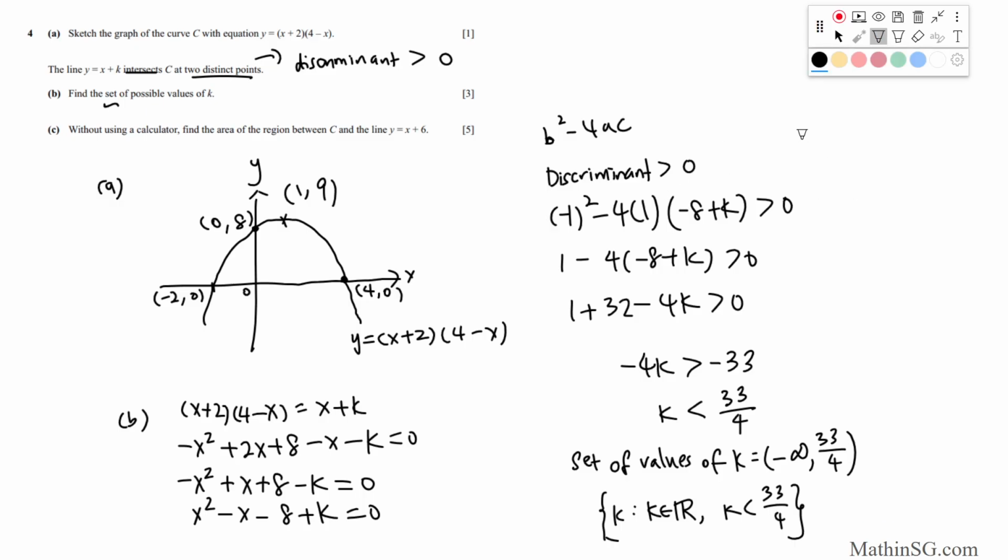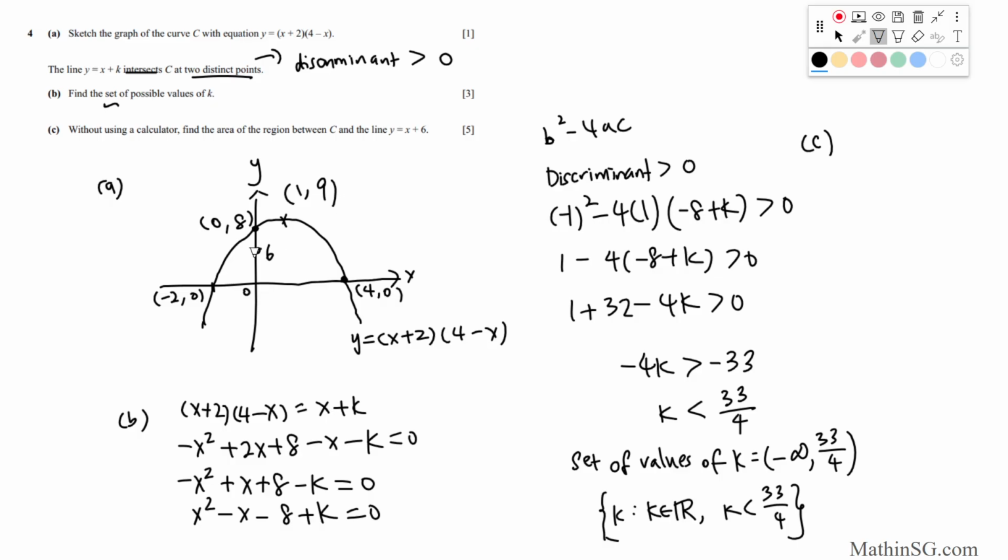Next, let's move on to part C. Without using a calculator, find the area of the region between C, which is here, the line y equals to x plus 6. Okay, so this is x plus 6. Let me just draw it. So use your calculator. They say without using your calculator, they don't know that you have used the calculator. Okay, so what I will do is I will first draw out the graph here. I believe x plus 6 is somewhere here.